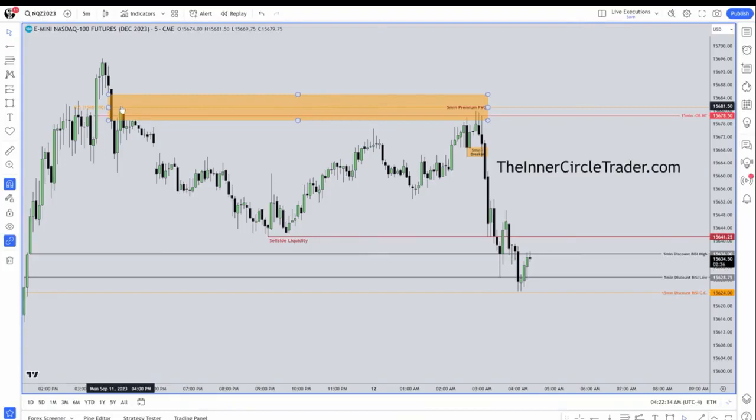So we have several factors here. We have the market taking buy side there in the afternoon yesterday, inefficiency, consequent encroachment of this inefficiency, which is the 5-minute premium fair value gap. What makes it a very strong fair value gap is the fact that it's inside the context of a balanced price range. It does not mean that I won't take a fair value gap that doesn't have this element in price delivery. It just means that it's a little bit more favorable for me.